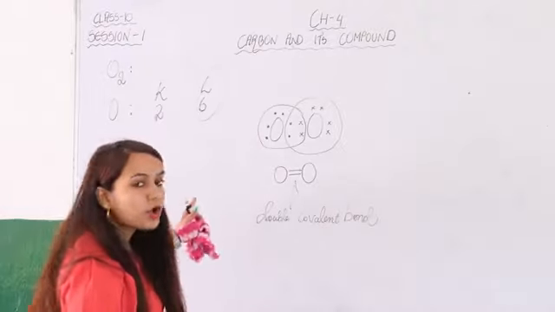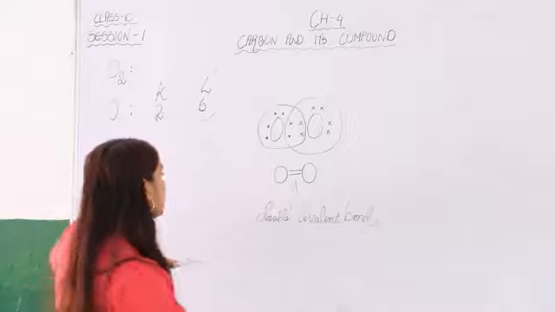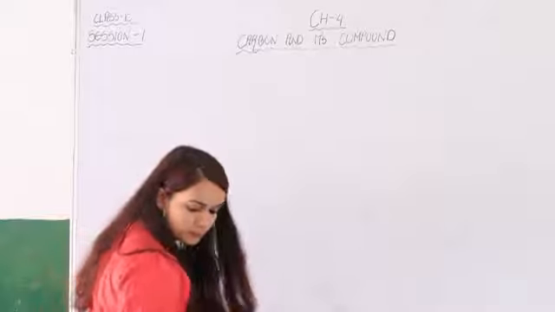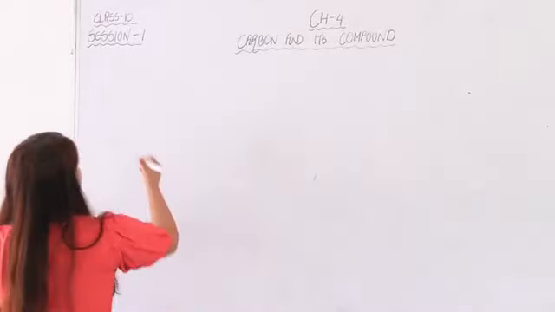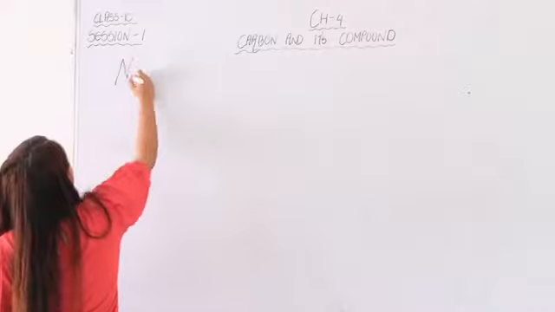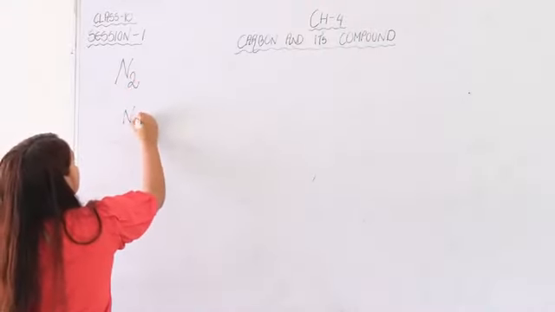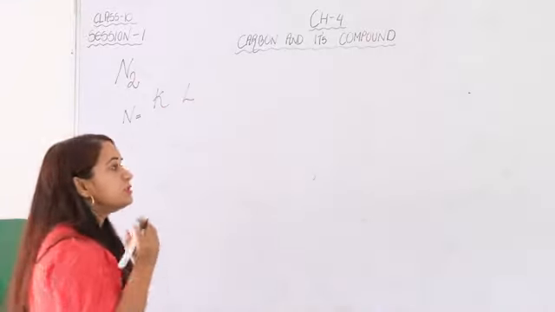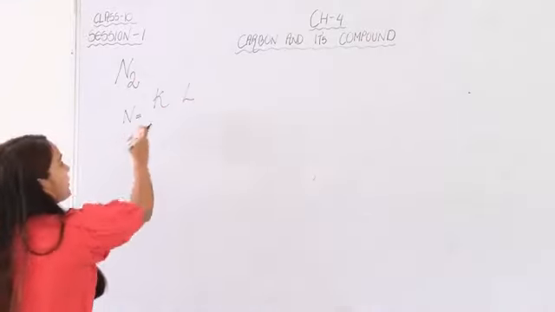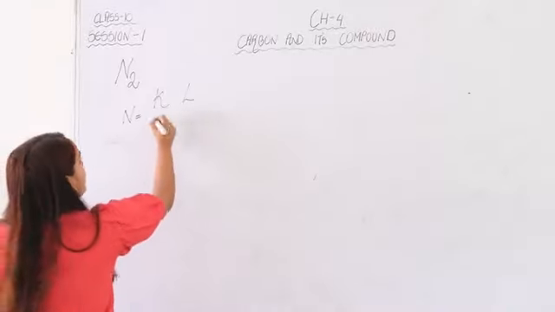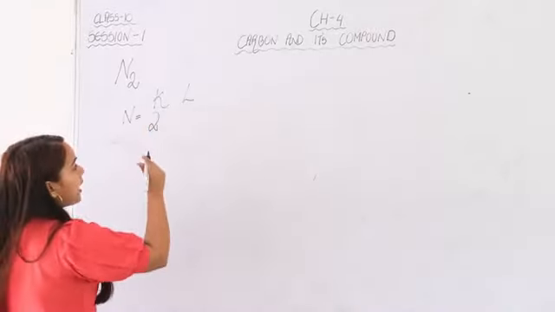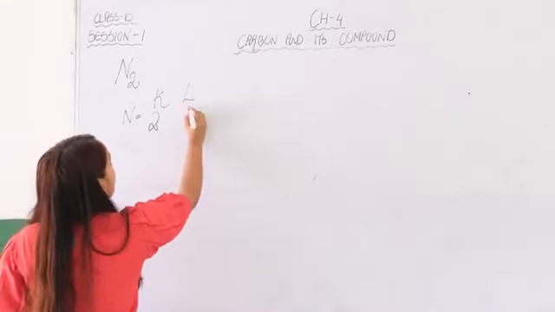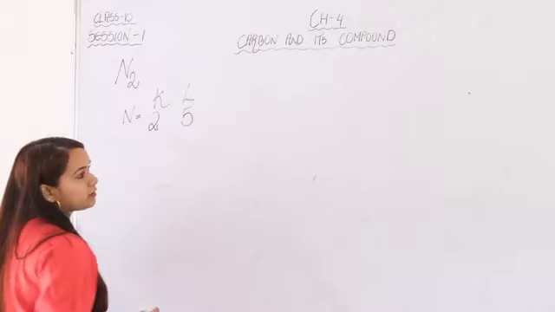We have studied single covalent bond and double covalent bond. Now let us see a triple covalent bond. Let us take an example of nitrogen, N2. The nitrogen configuration is: nitrogen has 7 electrons. These 7 electrons will accommodate in the shells. Out of 7, 2 electrons will go and sit in the K shell. And out of the 7, how many are remaining? 5 electrons are remaining, so 5 electrons will go and sit in the L shell.